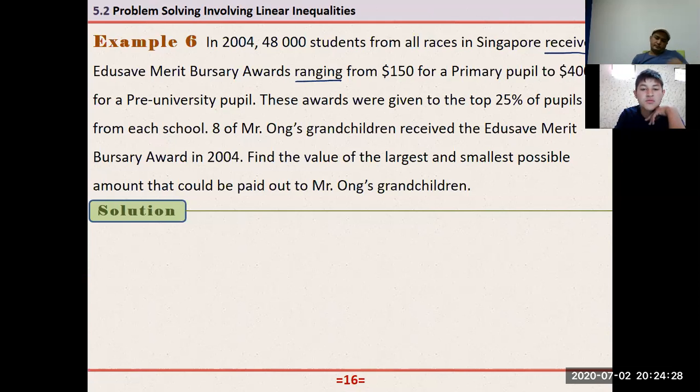8 of Mr. Ong's grandchildren received a Safe Merit Bursary Award in 2004. Find the value of the largest and smallest possible amount that could be paid out to Mr. Ong's grandchildren. I didn't understand at all. Now read it again from the beginning.